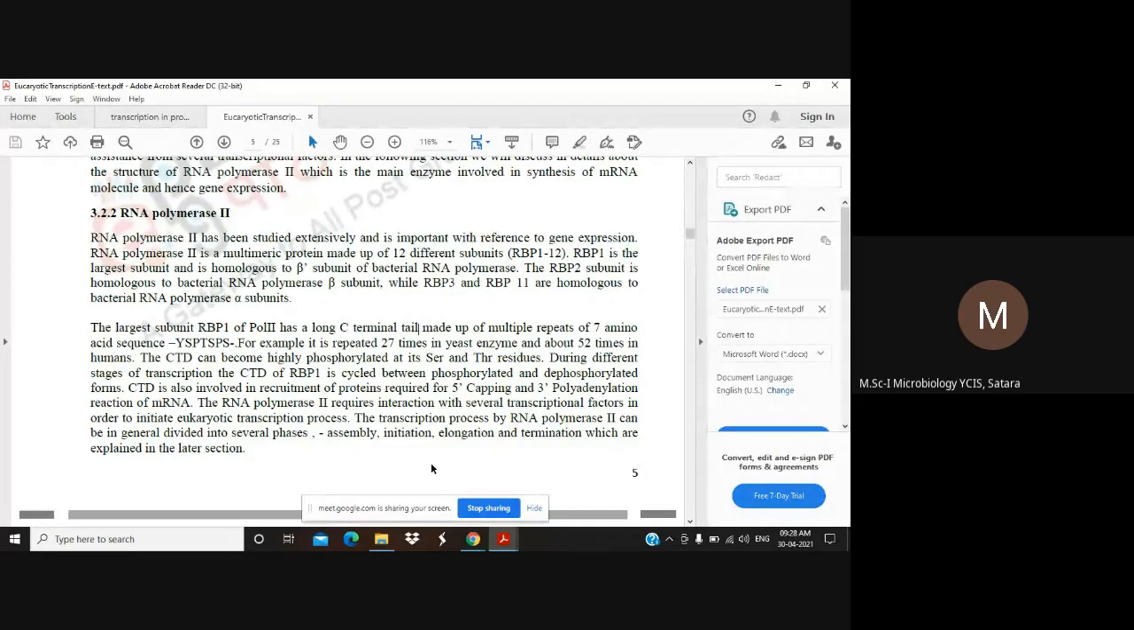It works like a kinase enzyme, that is, it brings about the phosphorylation. So CTD is involved in the recruitment of the proteins.